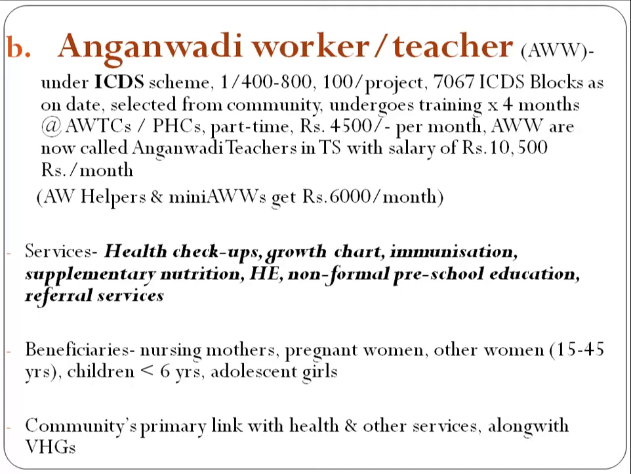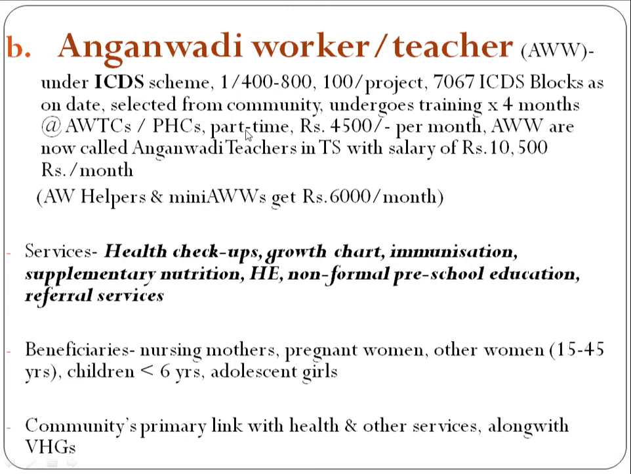We will go to the Anganwadi worker or the Anganwadi teacher. The Telangana state has renamed Anganwadi worker as Anganwadi teacher, and they are under the ICDS scheme. Please remember, they are 1 per 400 to 800 population. There are 7067, about 7,000 ICDS blocks as on date in our country. Now, what are the various things that we look for in an Anganwadi worker, or in short, AWW?